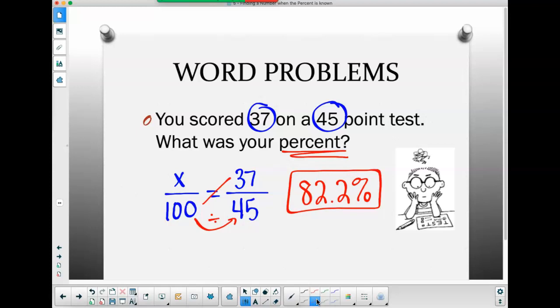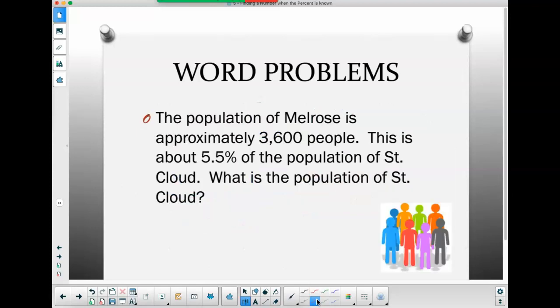Okay, let's try this next one. The population of Melrose is approximately 3,600 people. This is about 5.5% of the population of St. Cloud. What is the population of St. Cloud? Okay, I'm going to take this sentence right here. This is, so this right here is what's important. This is 5.5% of the population of St. Cloud. All of my words are in here.